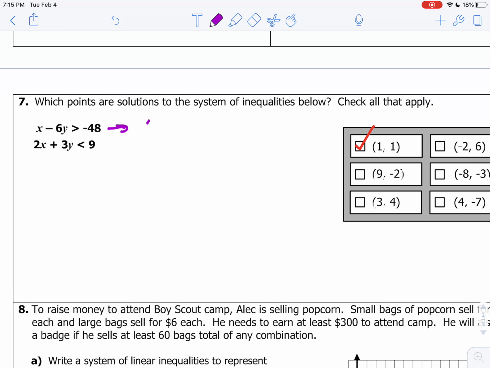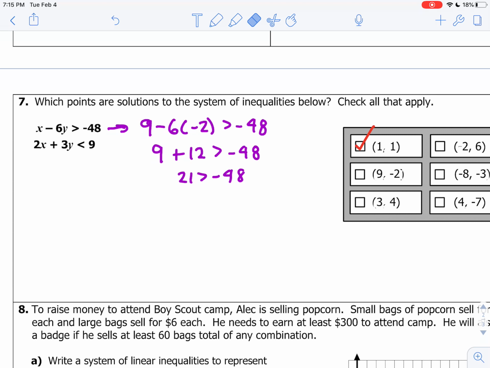So 9, negative 2. So 9 is going to be plugged in for x. Minus 6 times negative 2 is greater than negative 48. So 9, and then negative 6 times negative 2 is plus 12. 9 plus 12 is 21. Is 21 greater than negative 48? For sure it is. So the first one works.